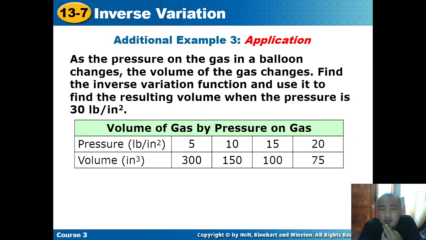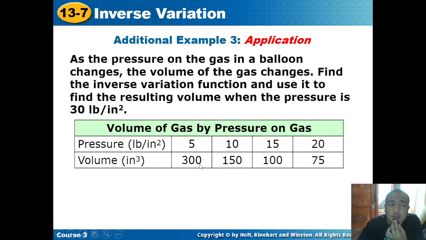Application. Let us learn also how to solve word problems that involve inverse variation. As the pressure of the gas in a balloon changes, the volume of the gas changes. Find the inverse variation function and use it to find the resulting volume when the pressure is 30 pounds per square inch. So our x values here are pressure in pounds per square inch, and the y values are volume.